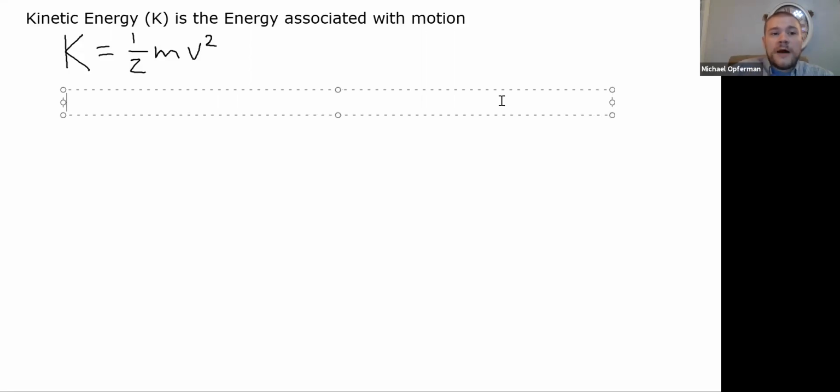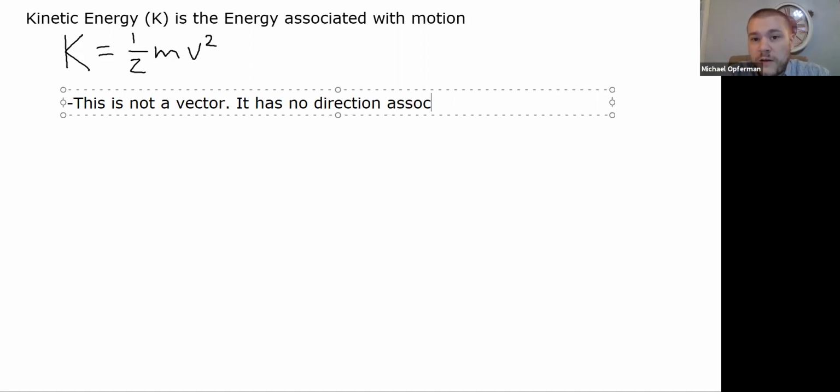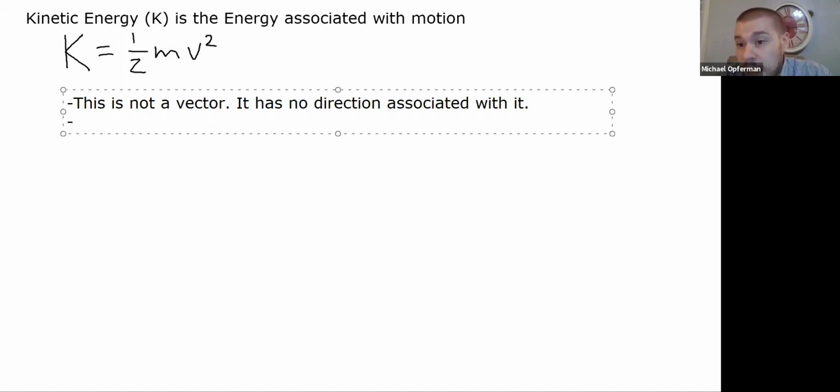So some notes about kinetic energy. First of all, this is not a vector. It has no direction associated with it. A good way to remember that, if you find that confusing, is that you'll notice the v there is squared. Even if you tried to put in a negative velocity into that formula, the square would get rid of your negative sign and force you to make it positive again. So there's no direction associated with it. And that also means it cannot be negative.